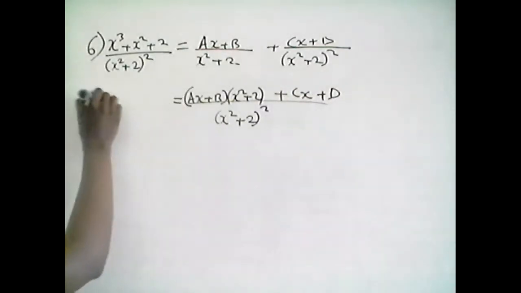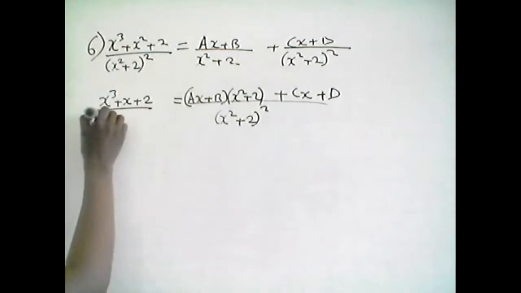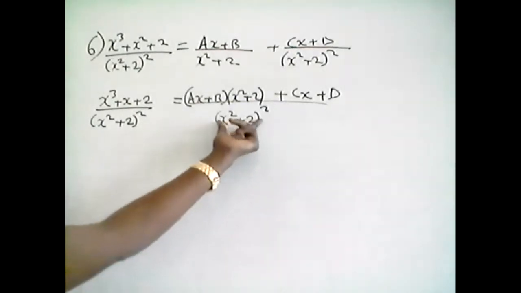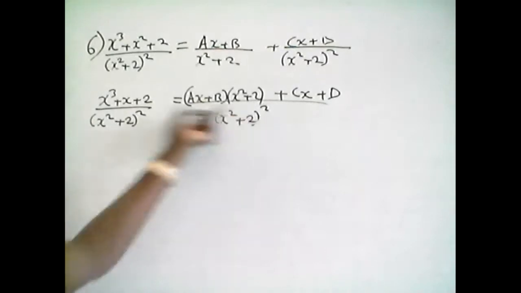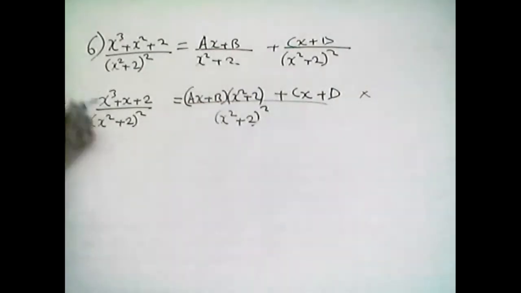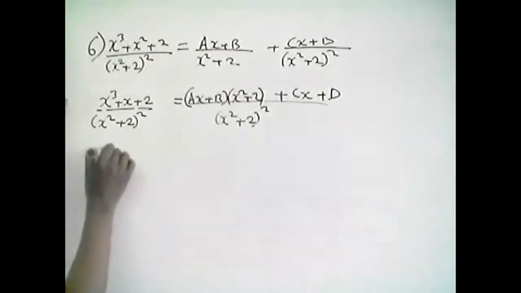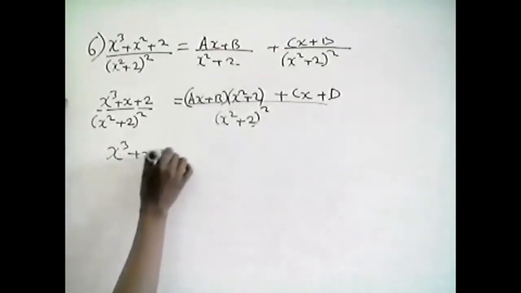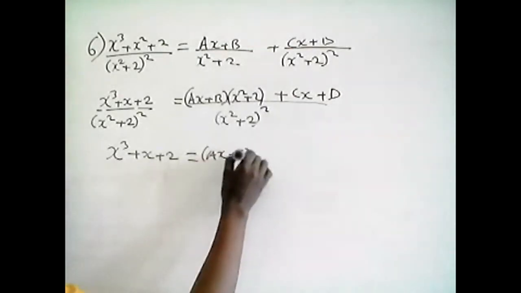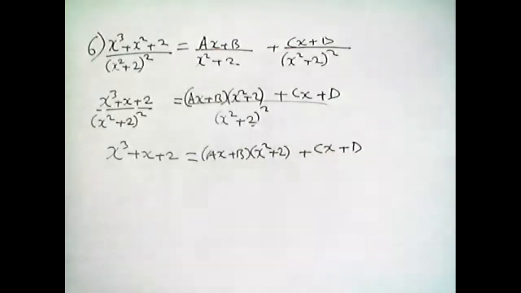And then this is equated to x cubed plus x plus 2 over x squared plus 2 squared. When you multiply both sides by the reciprocal of this, you discover that this is going to vanish. Even this is also going to vanish. You multiply it by itself, it will cancel. When you multiply this side, it will cancel with this. So I'm just going to remain with this part and that part. Hence, we remain with x cubed plus x plus 2 equals ax plus b times x squared plus 2, plus cx plus d.